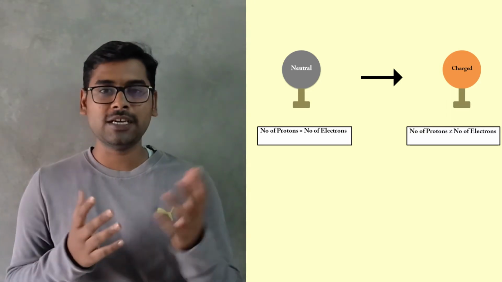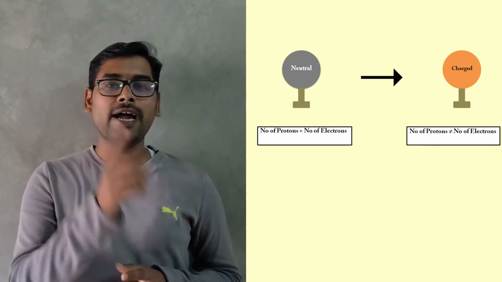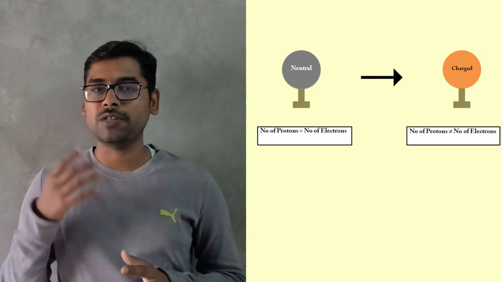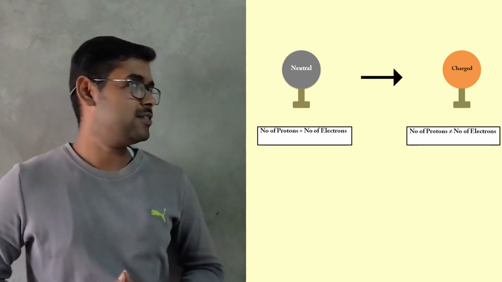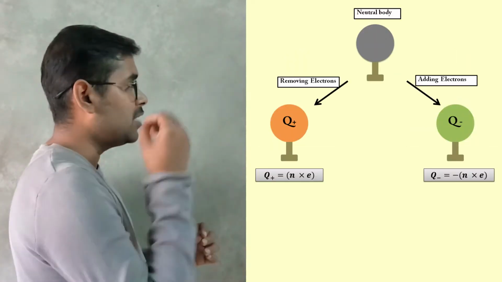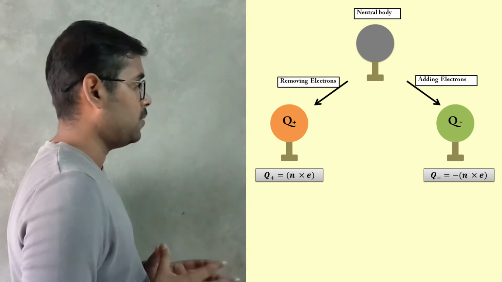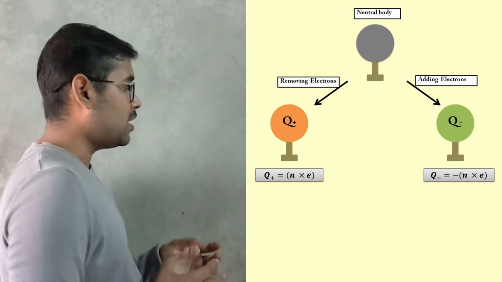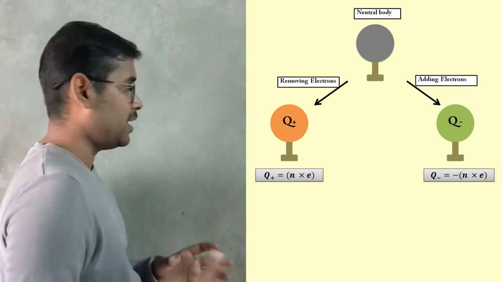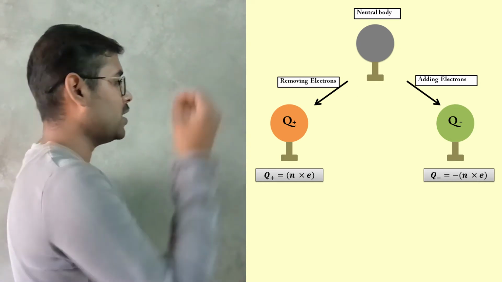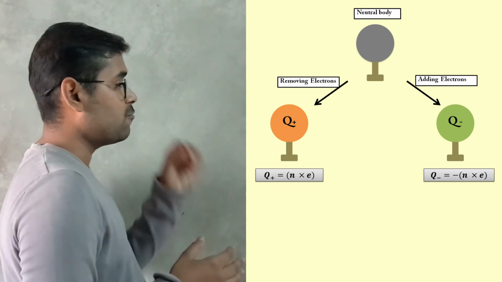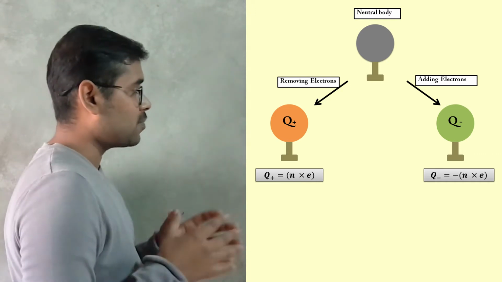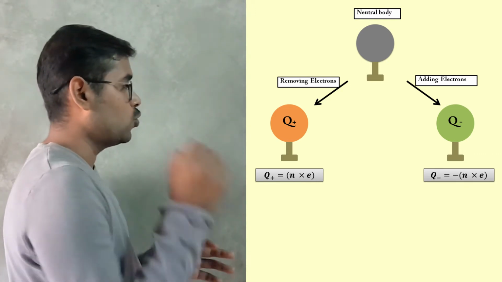So here basically we have 2 options. One, add extra electrons to the body, or remove some electrons from that body. Let us see each case. Guys, first let us see what will happen when we remove some electrons from the neutral body. If you remove some electrons from the neutral body, then that body will have more number of protons compared to the electrons. Let's say if you remove n electrons from that body, it will have n extra protons compared to the electrons. So net charge on that body will be equal to nE.